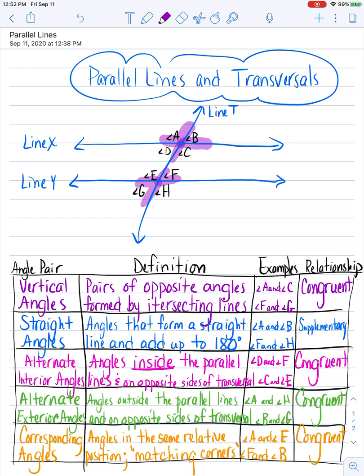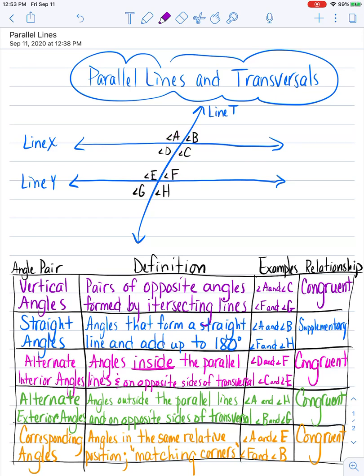So I always say, oh, they form the inside of the X. So look at the bottom one. E and H are vertical, F and G are vertical. Same thing on the top. A and C are vertical, and B and D. And remember, those have the same angle measures.